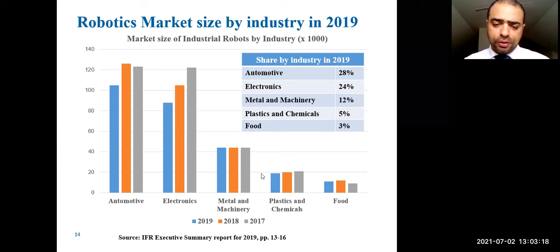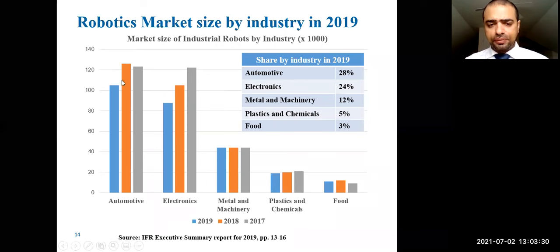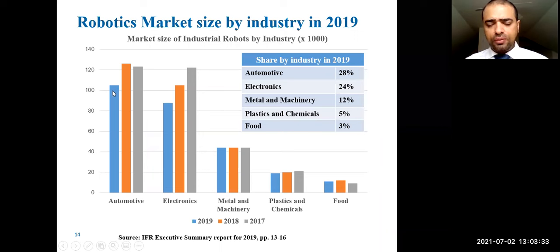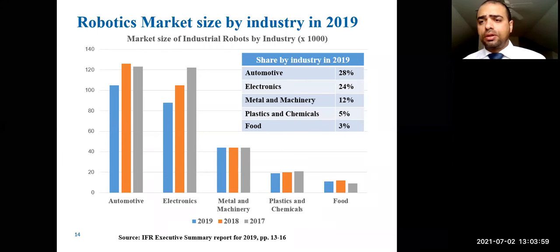Now, these numbers here, the blue is for 2019, the orange is for 2018, and the gray is for 2017. So as you see, there was a slight decline in 2019. And the reason for that really was due to the trade wars, if you remember, a few years ago, between the different countries in Asia and Europe and the US. But if you notice also, the decline is not noticeable for the food industry. That's because there's always demand for food, regardless of whether there are trade wars or not.